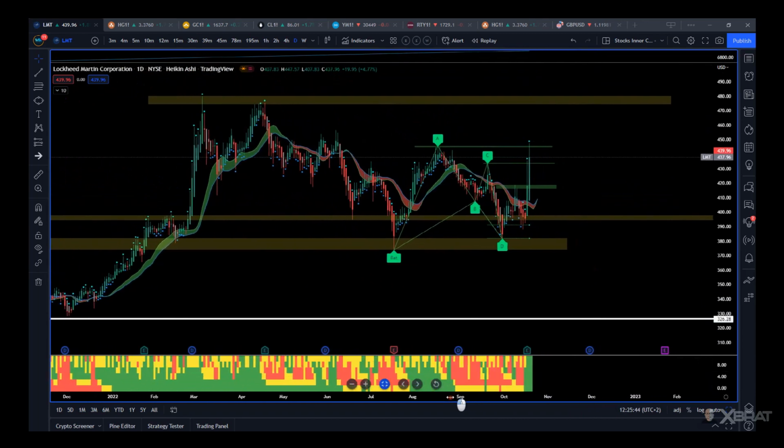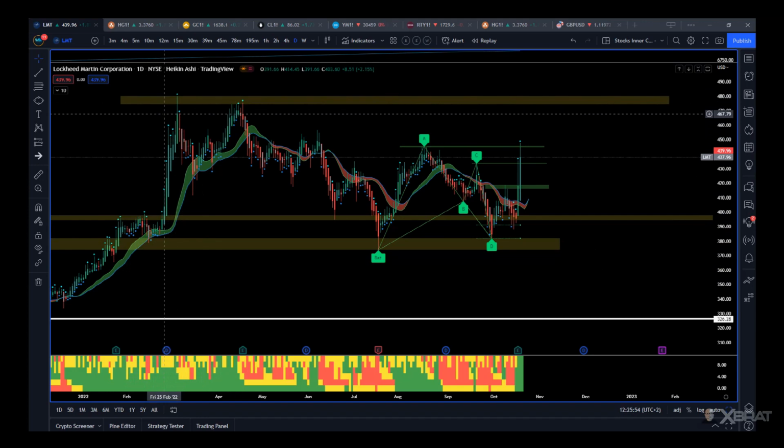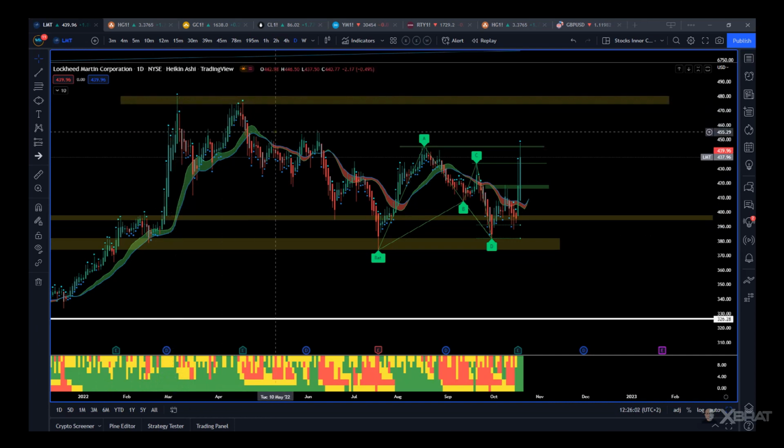So last year, beginning of 2022, we come up, get these highs, and a lot of that was to do with the Ukraine-Russia war. Obviously, defense stocks, Lockheed Martin, does take that initial bounce with those, and then we come down, we test that support and resistance zone we put in, and then we form a bat pattern.